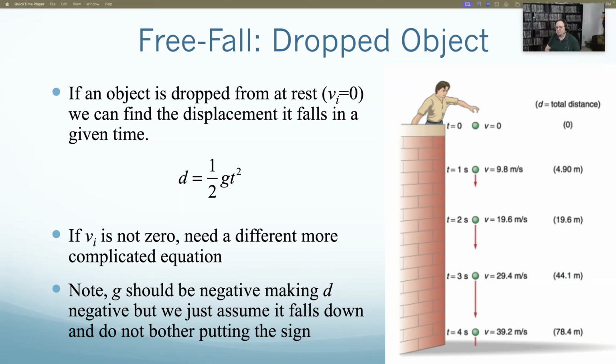If you drop something at rest, its displacement, how far it falls, goes as 1/2 gt squared. Now, note the displacement should be negative and g should be negative because g is going down, d is going down. Commonly, the negative sign is not put here because it's kind of assumed that if you drop something, it goes down. But what we can find is that it will accelerate as it goes, and it will work out exactly how far it drops. This is an incredibly important equation. It will be on your homework. It will be on your exam. Make sure you have it.